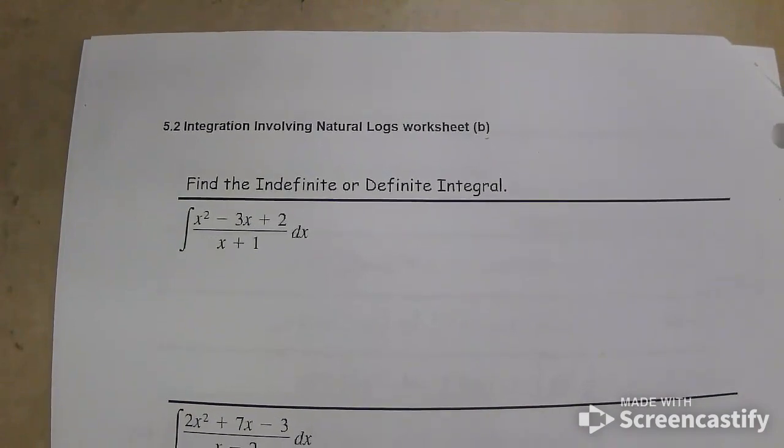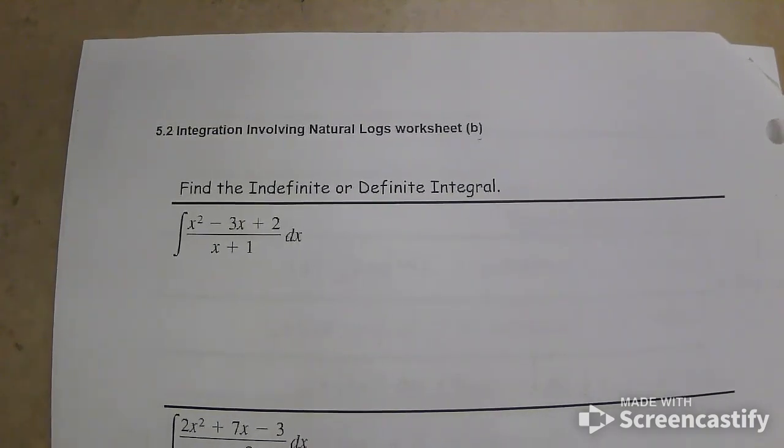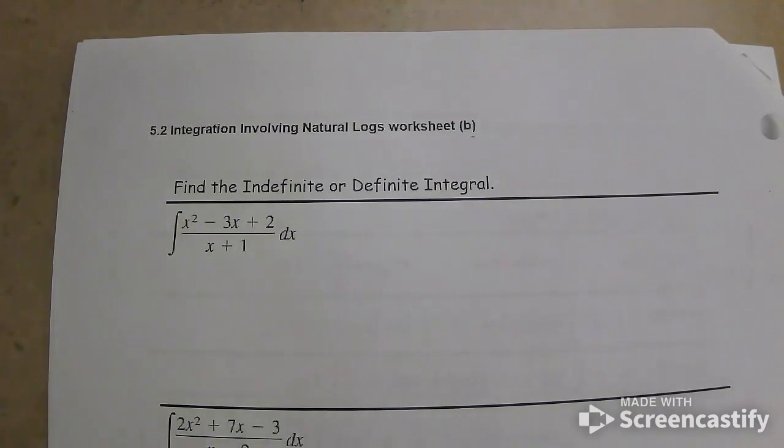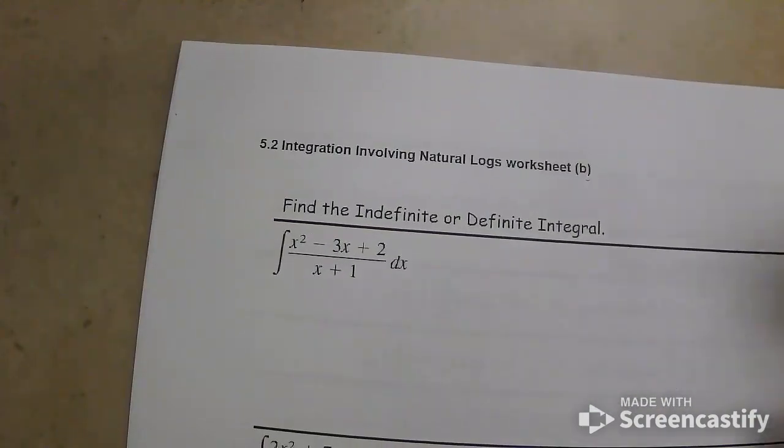We are going to look at 5.2, integration involving natural logs, worksheet B. This one focuses on the degree being higher in the numerator or the same as the denominator. So numerator's degree is higher or the same as the denominator. That should be the hint that we need to use long division. So that's what we're going to do.